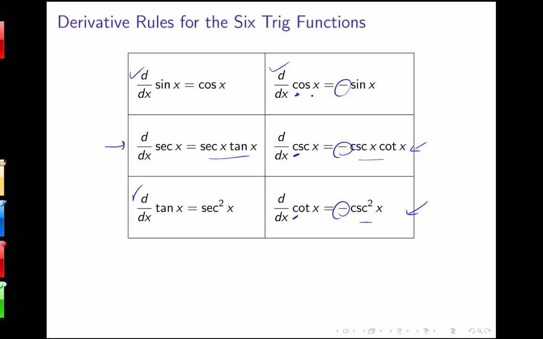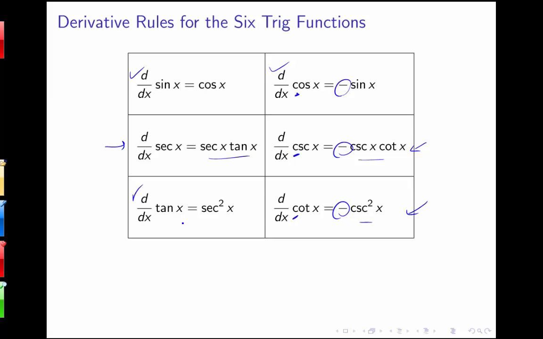So the derivative of a cofunction is always going to be negative. And also notice there's a relationship between the derivatives of the cofunctions and of the related non-cofunctions. For example, the derivative of secant turns out to be secant times tangent. The derivative of cosecant turns out to be negative cosecant. So instead of secant, it's negative cosecant, and instead of tangent, we have cotangent. So the derivative of cosecant x is negative cosecant x cotangent x.